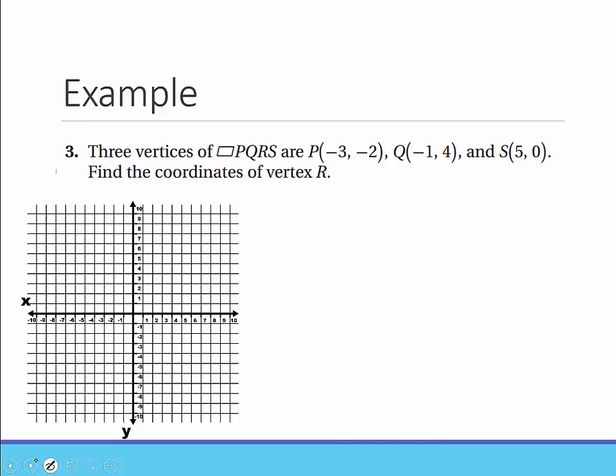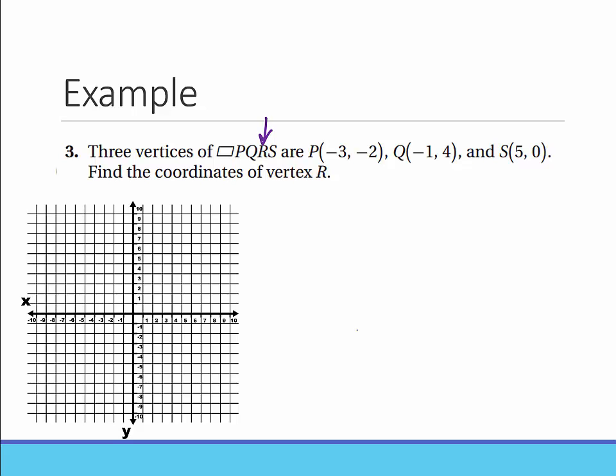Let's do a totally different example. If we're in a coordinate plane, we can use what we know about parallelograms to find a third or a fourth dot if they don't tell us what it is. So we have this parallelogram, PQRS. They tell us P, they tell us Q, they're missing R, but then they tell us S.